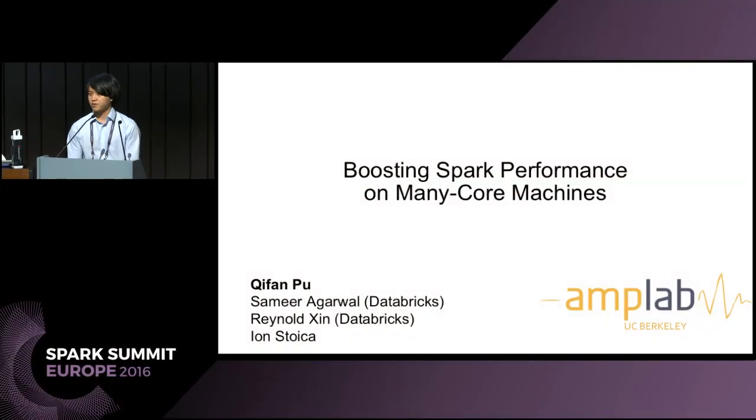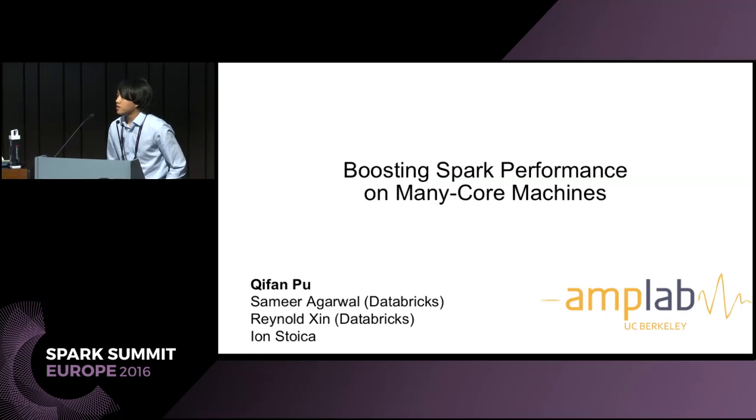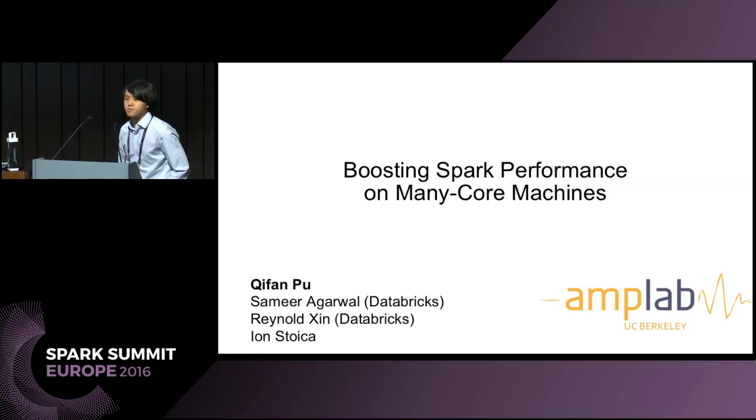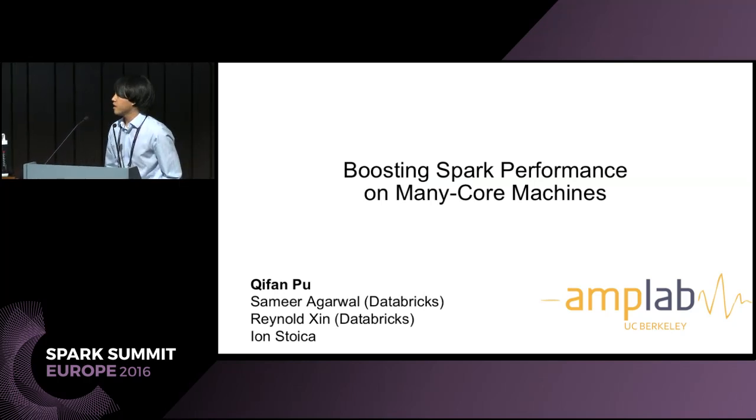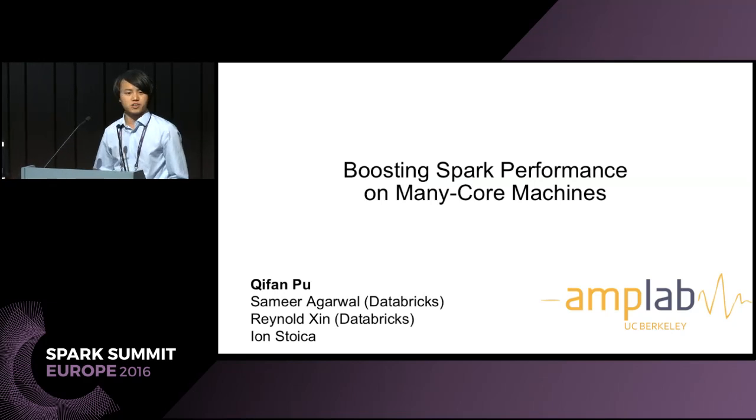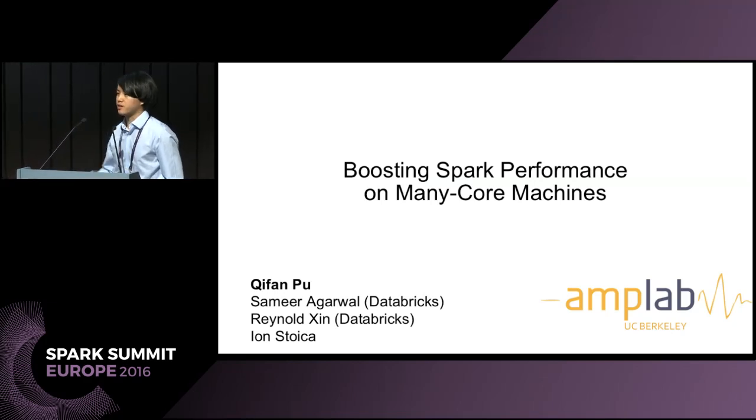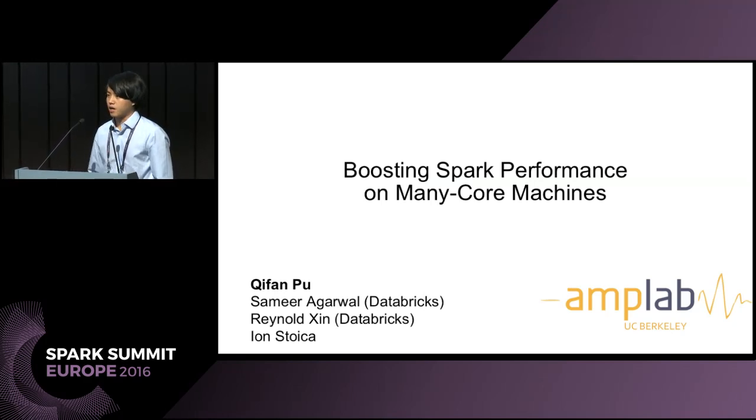Good afternoon, everyone. My name is Qifan. Today, I'm going to talk about how to boost Spark performance on multi-core machines. And this is a joint work with my advisor, Jan Stoica, and also people at Databricks, like Samir, who is sitting there, and Reno. And also, a lot of people in the Spark SQL team also gave feedback to the project.